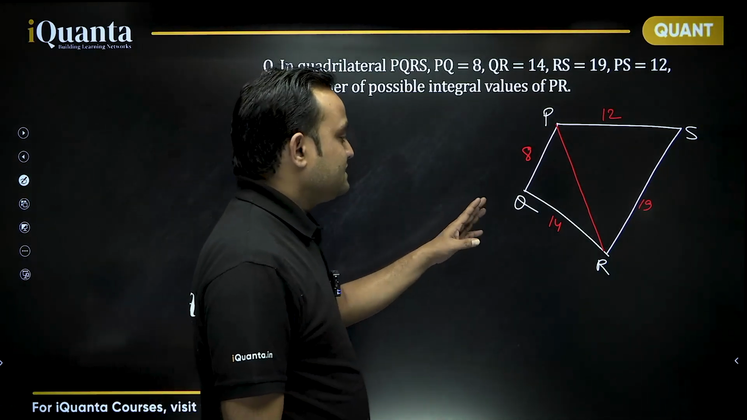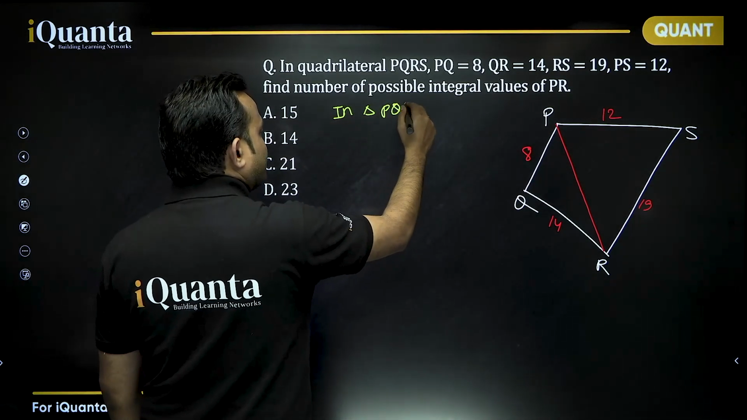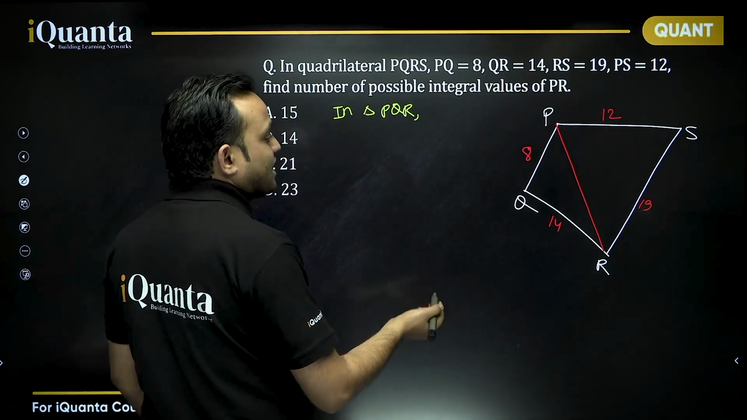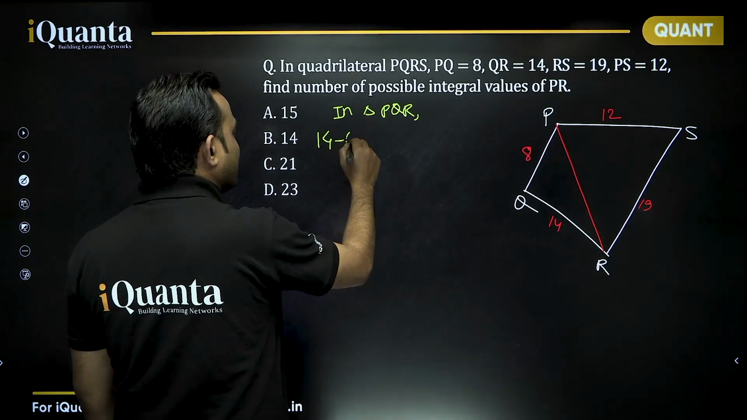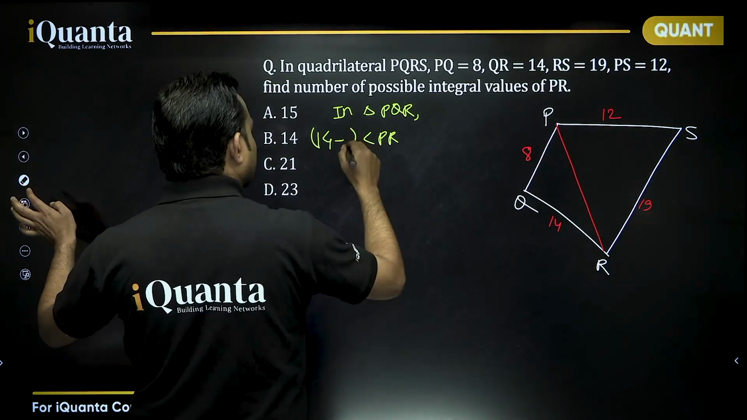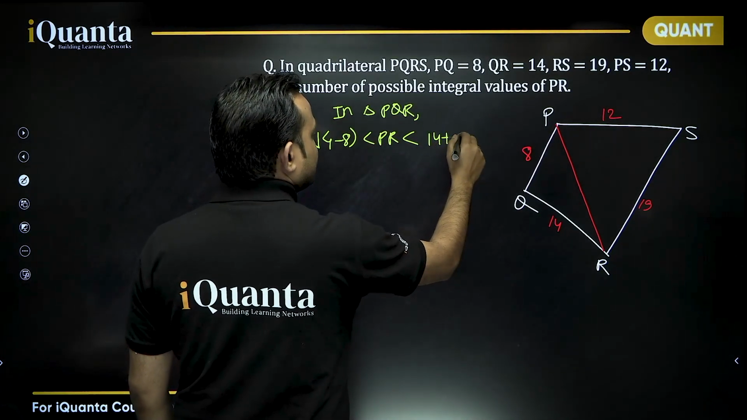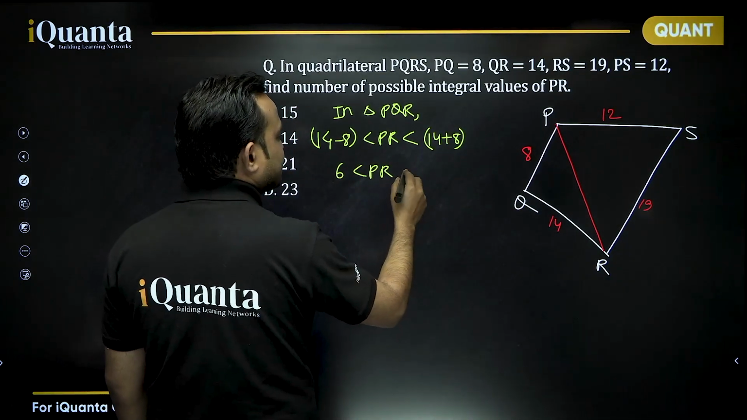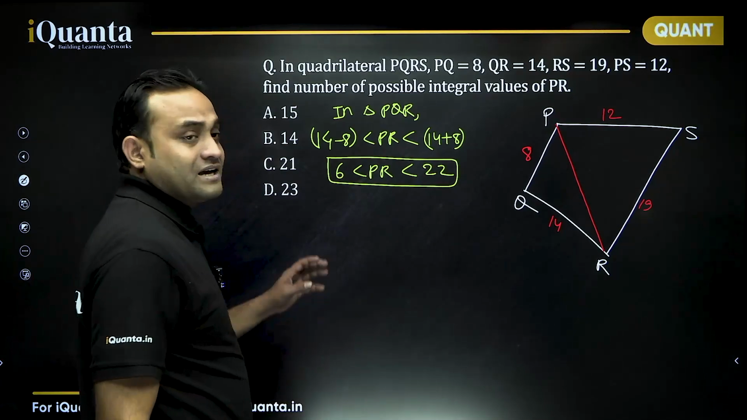Now what we can say is that in triangle PQR, using the property of sides of a triangle, PR will be greater than the absolute difference between the two sides, meaning 14 minus 8, not 6. And it will be less than the sum of the two sides, which is 14 plus 8. So from there, we can say PR will be greater than 6 and less than 22. So this is one result regarding PR.